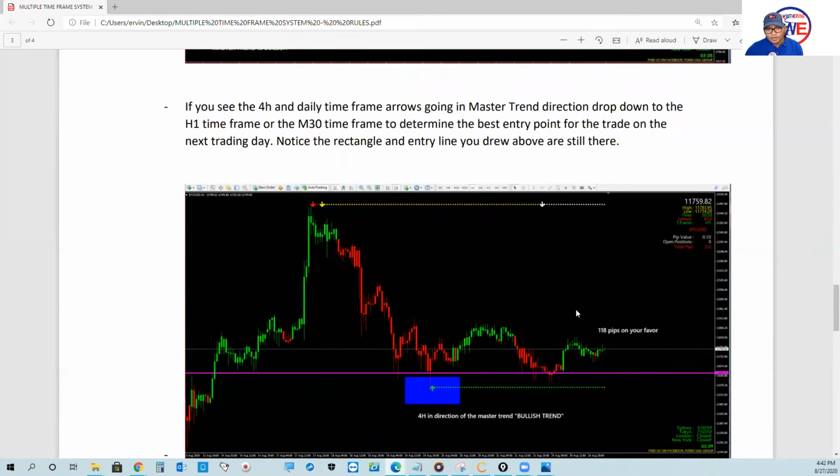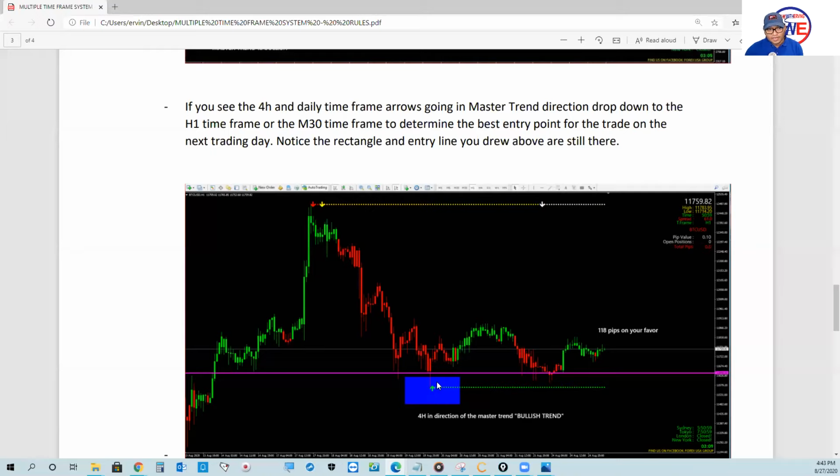So we are going to be using the lower time frame only for our entry. Do not worry about what the 5 minute, 15 minute, 30 minute, or 1 hour is doing. I don't care. Since I already know what's going on with the 4 hours to a month, I know that the baby time frame has to perform the same way.